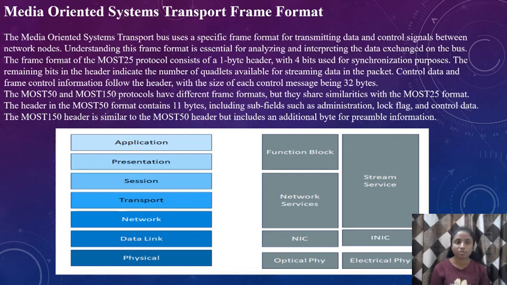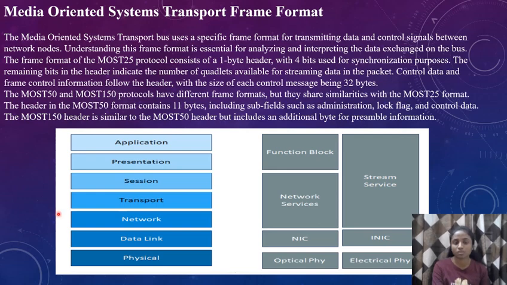The frame format of the MOST 25 protocol consists of a 1 byte header, with 4 bits used for synchronization processes. The remaining bits in the header indicate the number of quadlets available for streaming data in the packet. Control data and frame control information follow the header, with the size of each control message being 32 bytes. The MOST 50 and MOST 150 protocols have different frame formats, but they share similarities with the MOST 25 format.